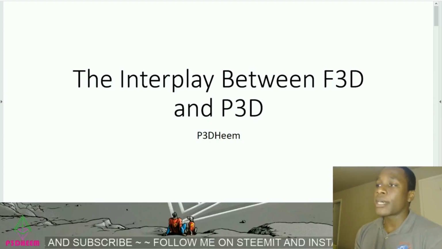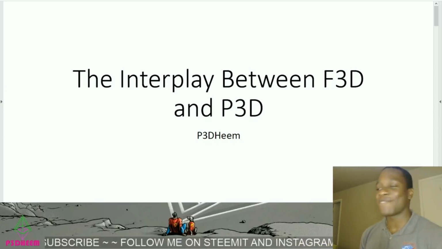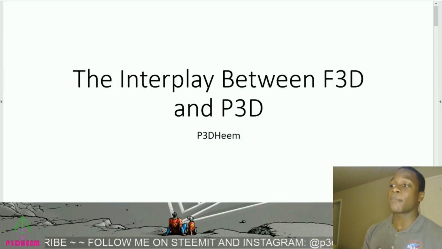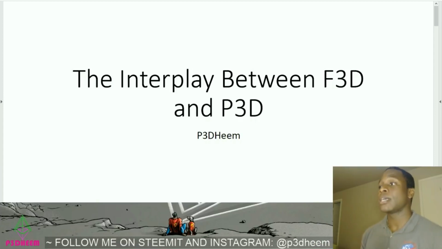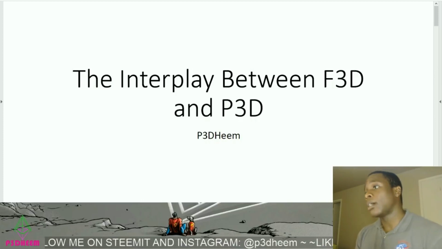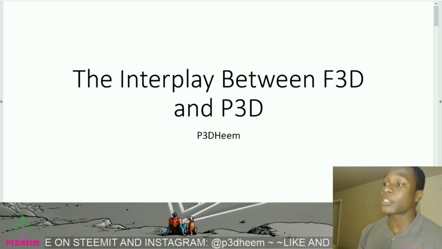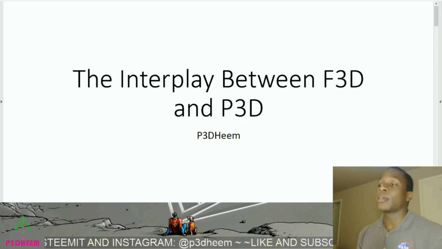So today we're going to be talking about the interplay between F3D and P3D. I think this is a very, very key relationship that a lot of people aren't necessarily looking into or talking about. They're talking about the 2 separate contracts as 2 separate entities, and I don't think that's necessarily the right way to go about it. Just talking about P3D discounts a lot of the things that F3D brings to it, and just talking about F3D discounts a lot of things P3D brings to it.